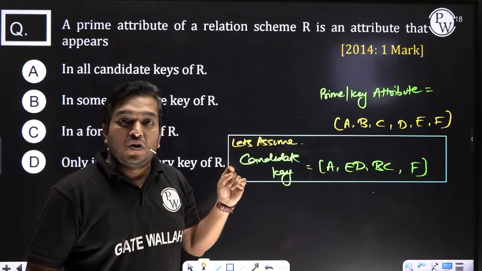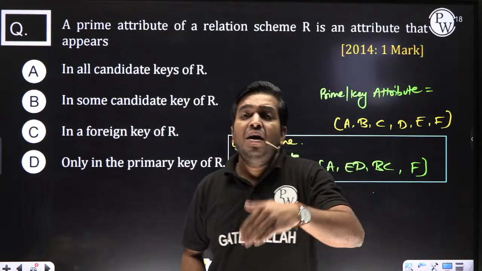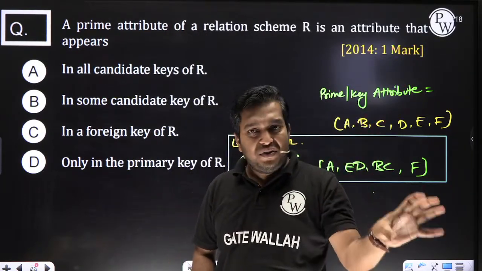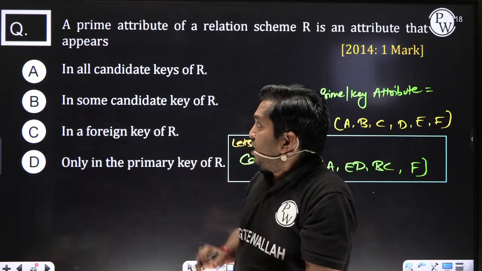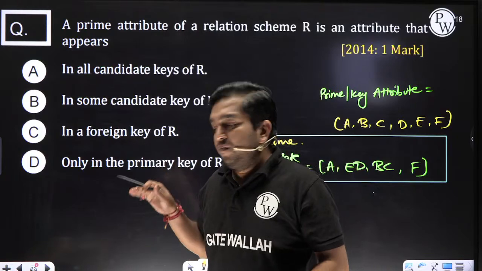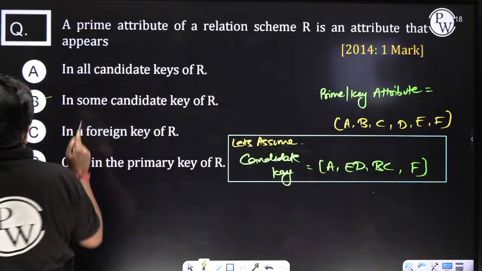Never here. A prime attribute is an attribute that is present in any of the candidate keys, or some candidate key, as a part of the key. Are you getting my point? But it is not present in all candidates. That is completely wrong. Don't think in this way.